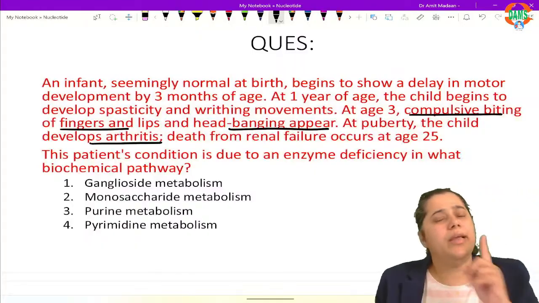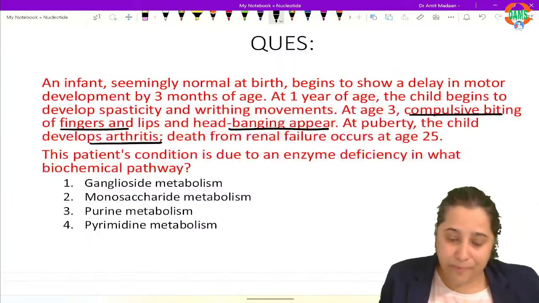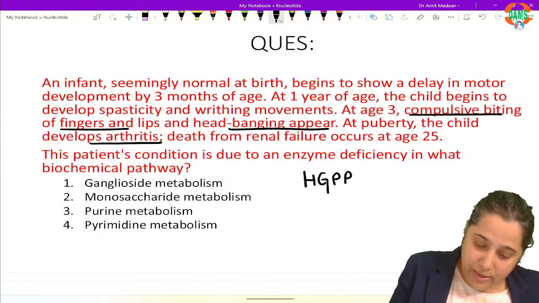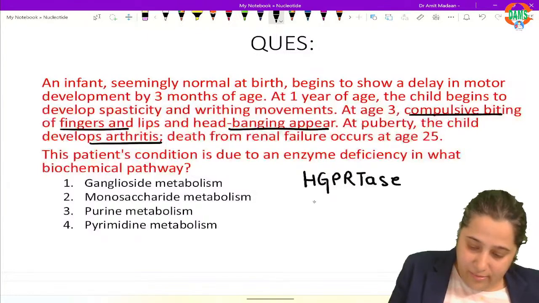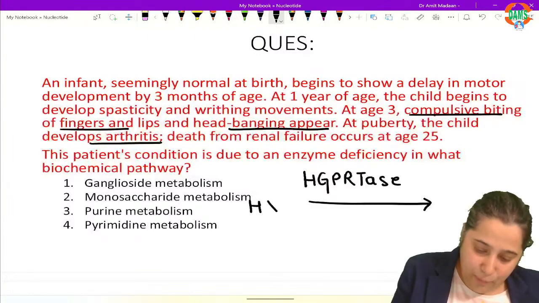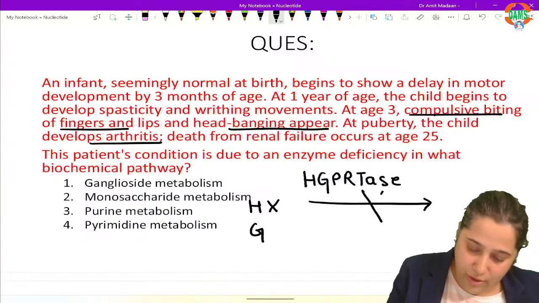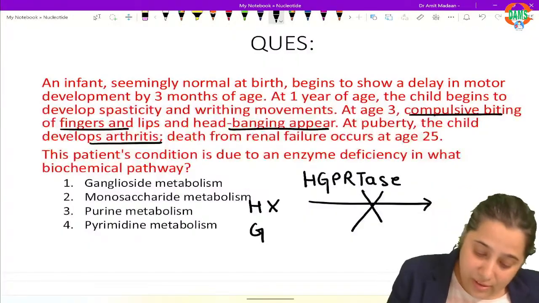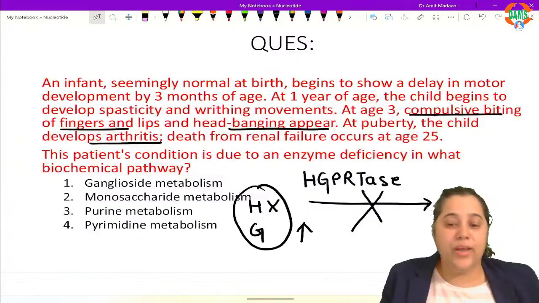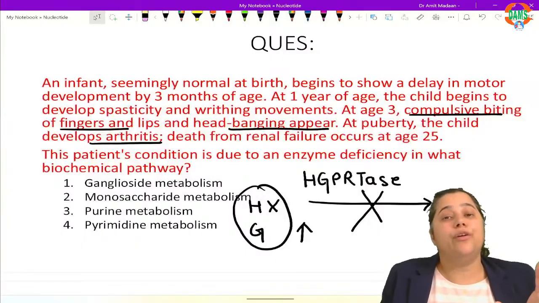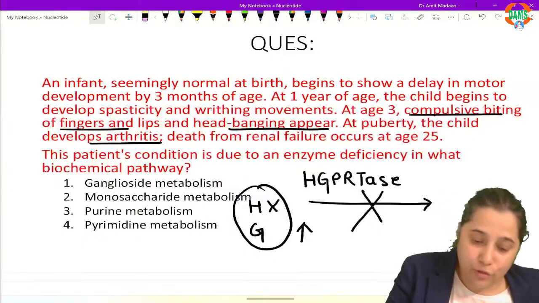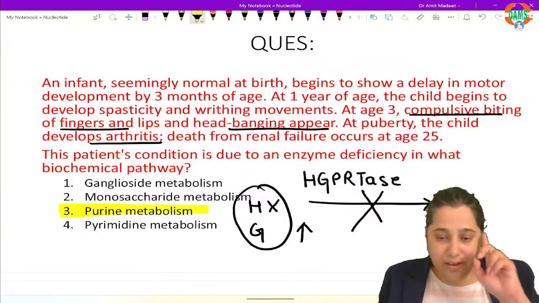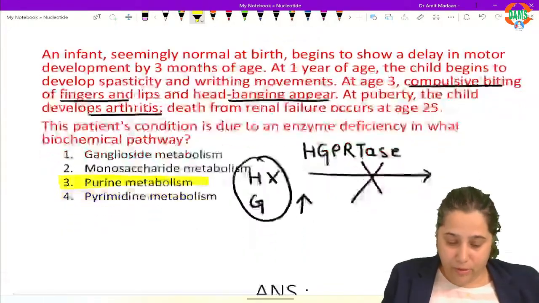Can you think why there will be arthritis? This is because it is deficiency of the enzyme HGPRTase. As a result, hypoxanthine and guanine are not converted to their nucleotide forms. In other words, what is accumulating? Purine. And what are purines going to form? Uric acid. So it is a defect in purine metabolism. It is defective purine metabolism.